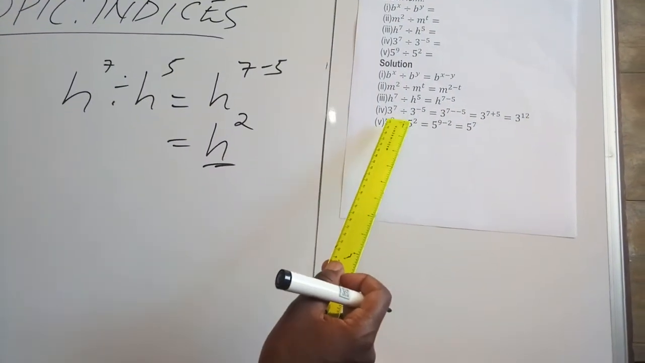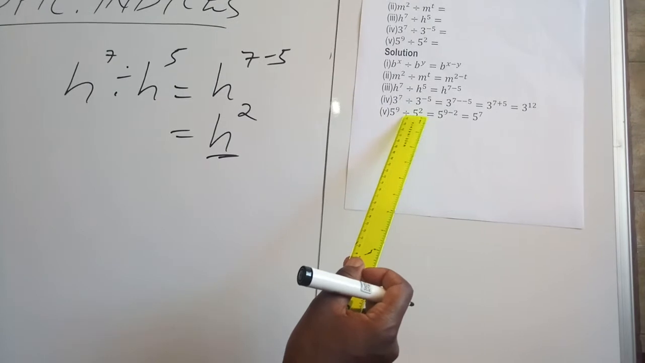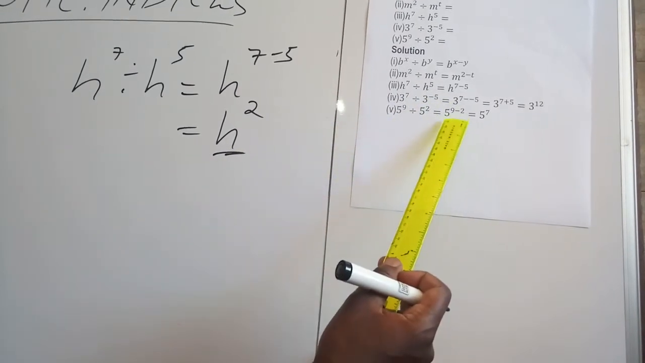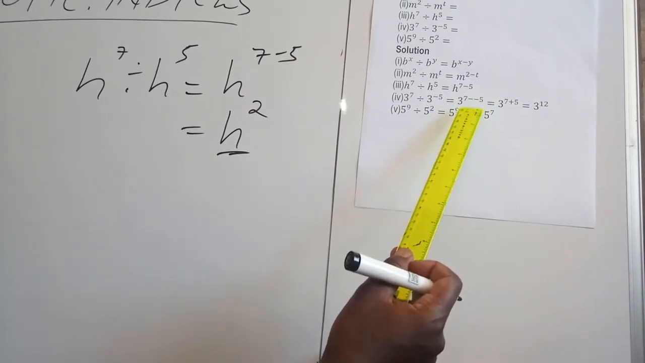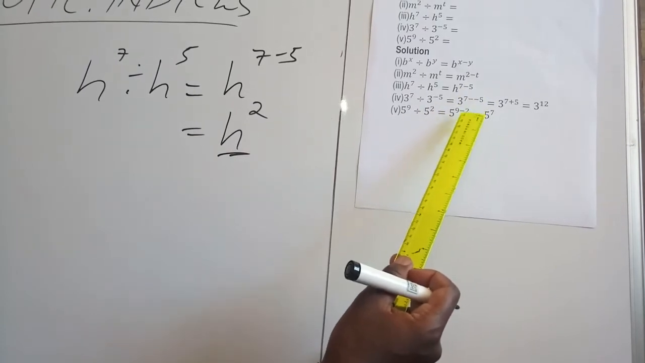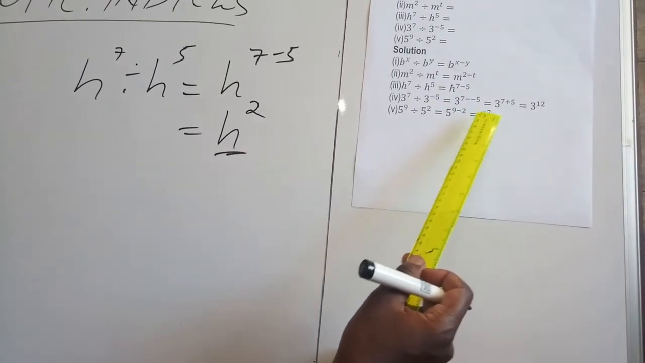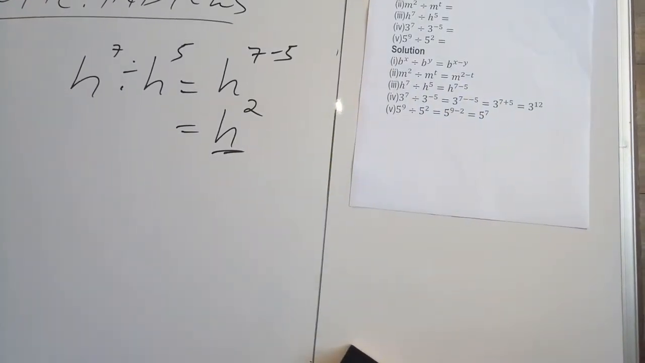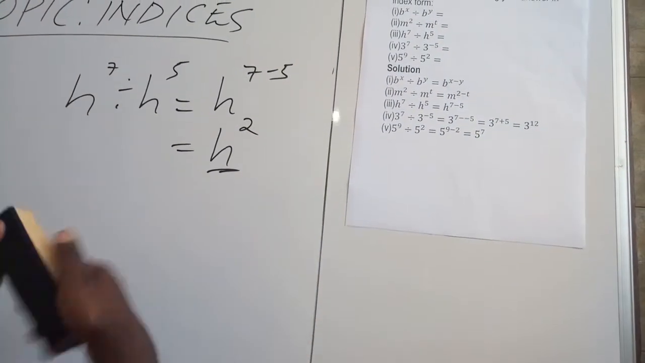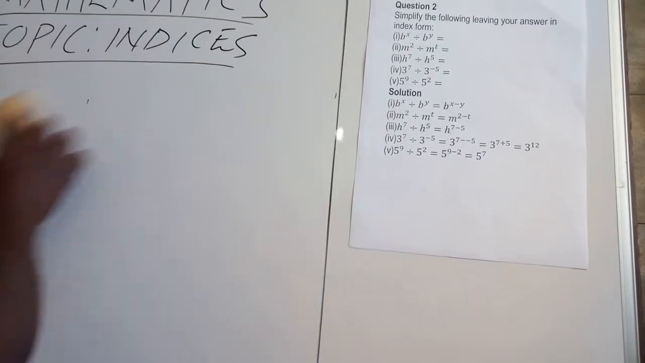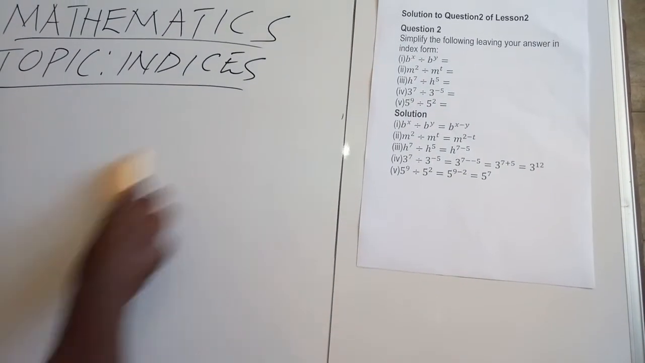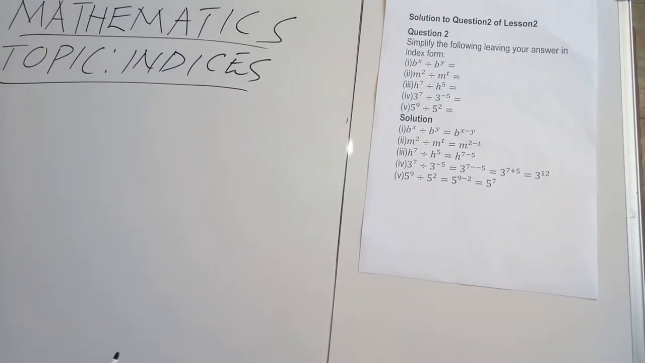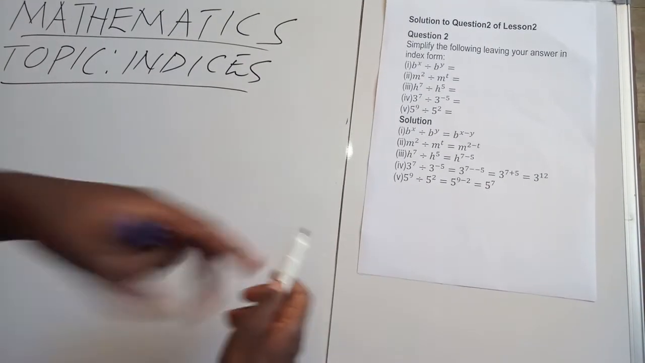Now, last question. 5 power 9 divided by 5 power 2. Now, this will give us 5 raised to power 9 minus 2. Final outcome, 5 raised to power 7. So, I hope you got some, if possible, but where you went wrong, I hope you've been able to see where you went wrong and of course make the correction.